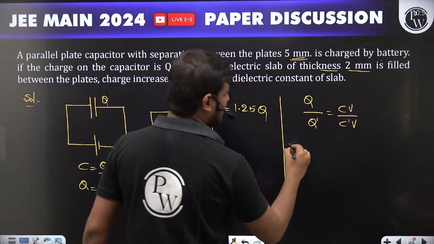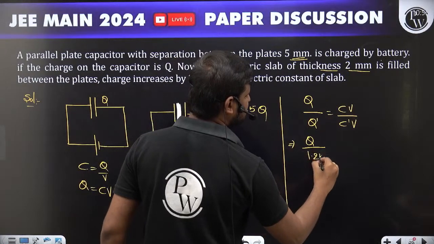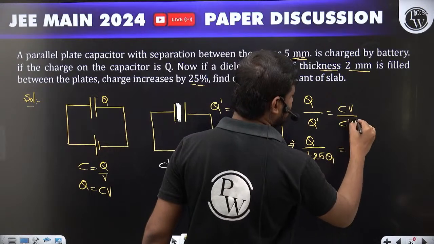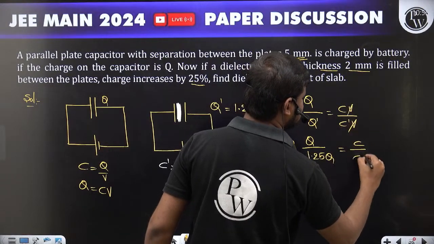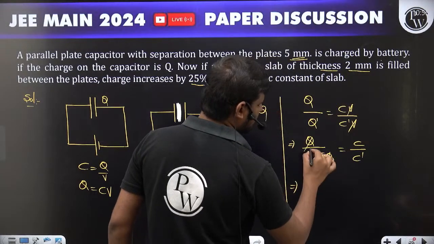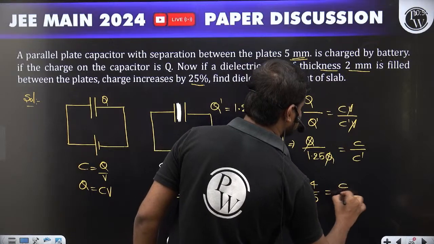So what is Q dash? It is 1.25 times Q. Then V cancels, and Q also cancels. This becomes 1 by 5 by 4, that is 4 by 5, which is equal to C by C dash.